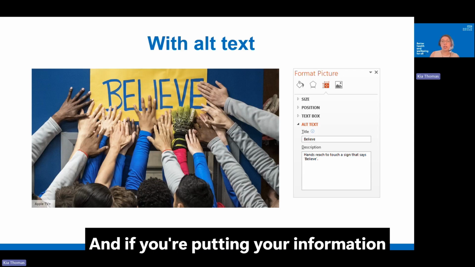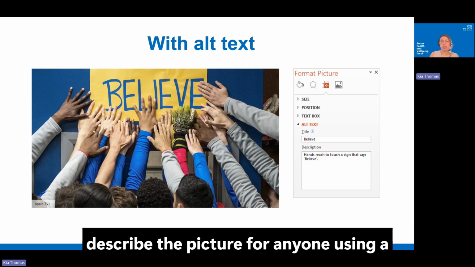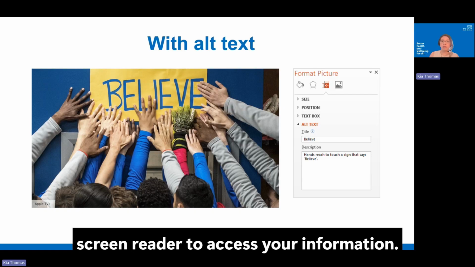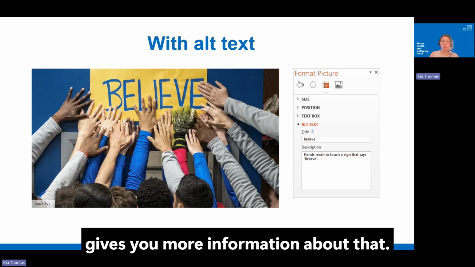And if you're putting your information online, make sure that your pictures have alt text. This is the text that will describe the picture for anyone using a screen reader to access your information. We have another video about alt text that gives you more information about that.